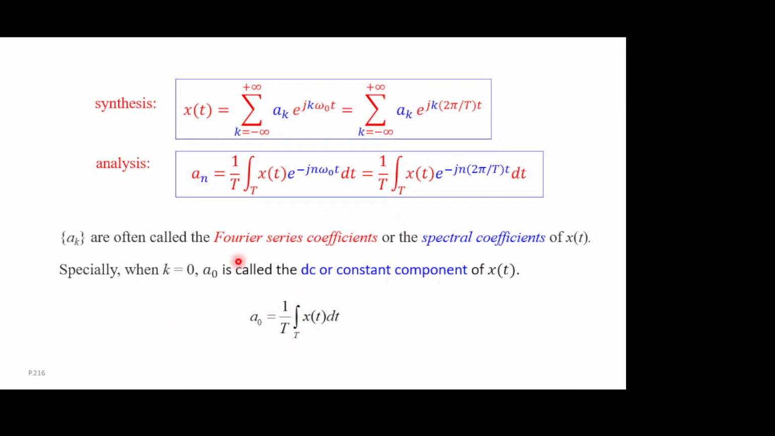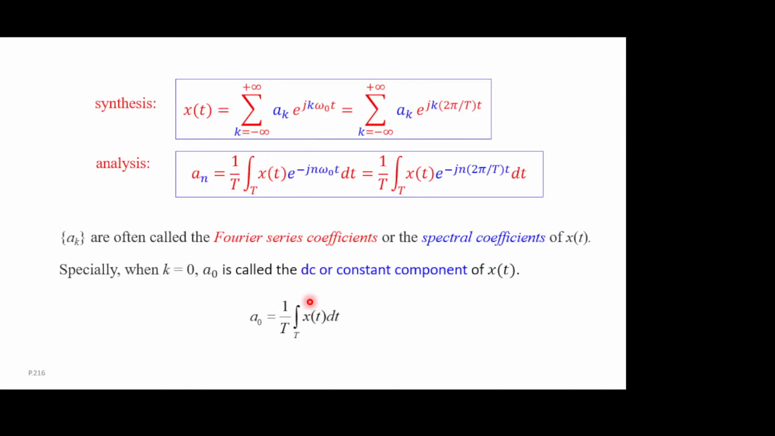And we can write it down from here. You see it's a nicer form because k equals 0 here, so this exponential goes away, and you're just integrating x(t) over one period. And you are dividing by T, so you see this a_0 is just the average of x over one period.